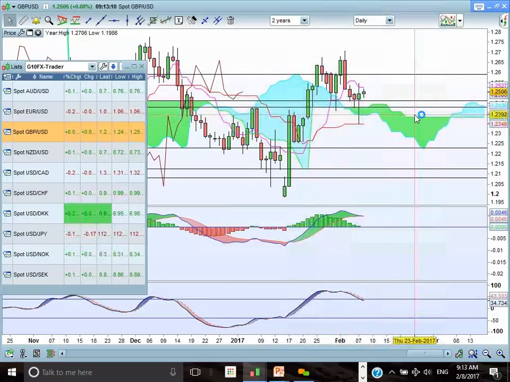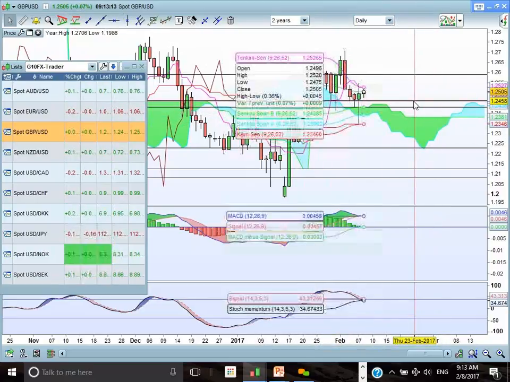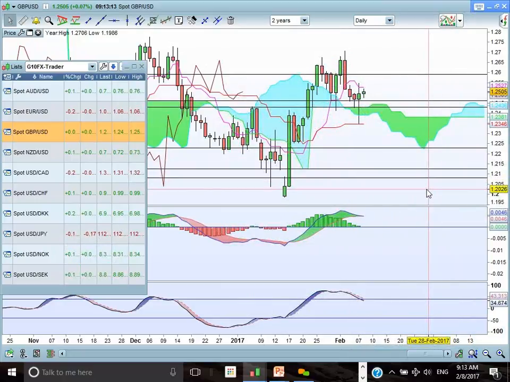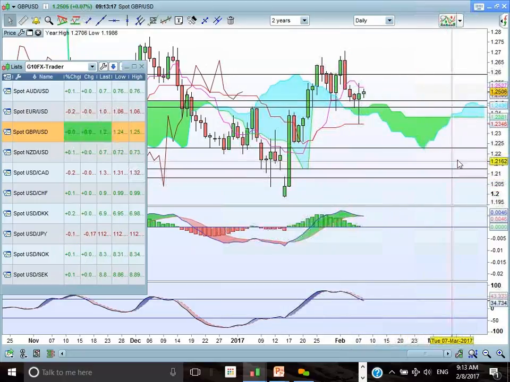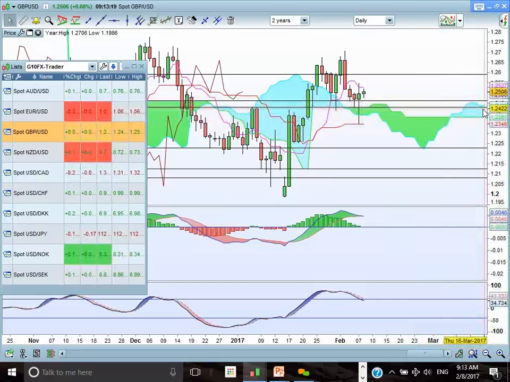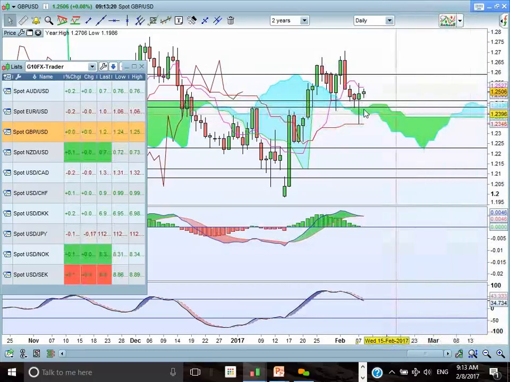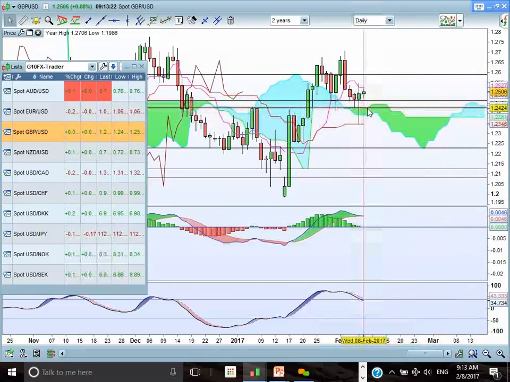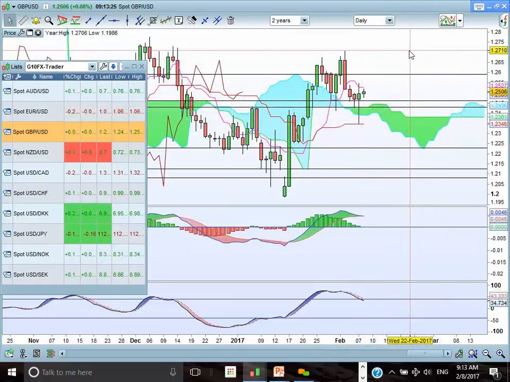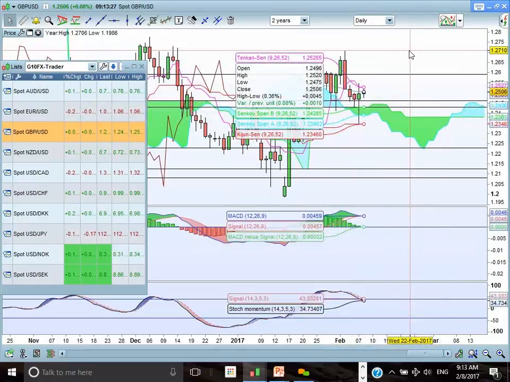So we are drifting somewhat sideways. That is not ideal for clouds. You need a strong trend for clouds to work efficiently, but the front end of the cloud here is indicating that we have an uptrend in place. So we're buying these rebounds and we sell the tests of the resistance to the upside.